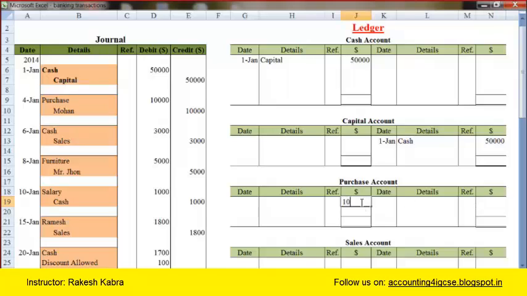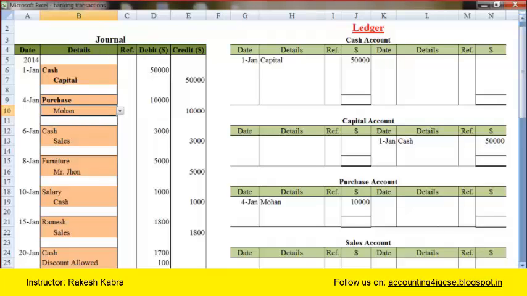So on the debit side I will put the amount, and then I will write the name of the opposite account, which is Mohan. So here I will write Mohan as the name of the opposite account, and I will put the date, January 4. Done. So posting is done in the purchase account. Now the next posting will take place in which account?